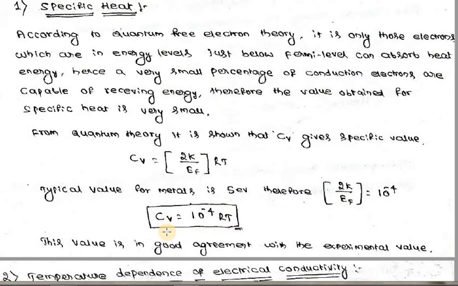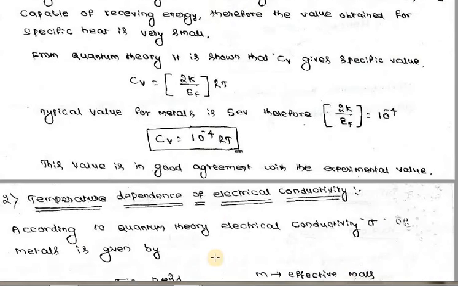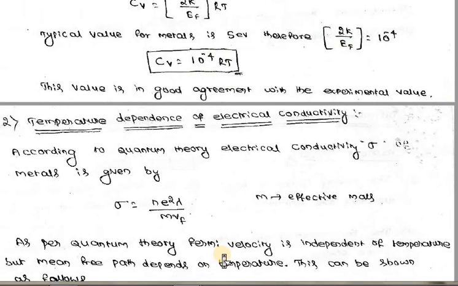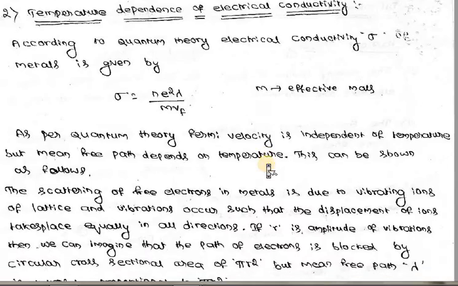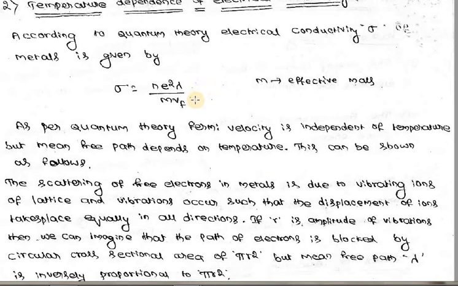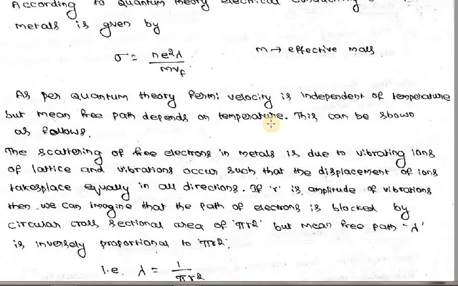Okay. Now go for the second one, that is temperature dependence of electrical conductivity. So look at the expression from the quantum free electron theory. Sigma is equal to N a square lambda divided by m star into Vf. See here, I have written m star to represent the effective mass.